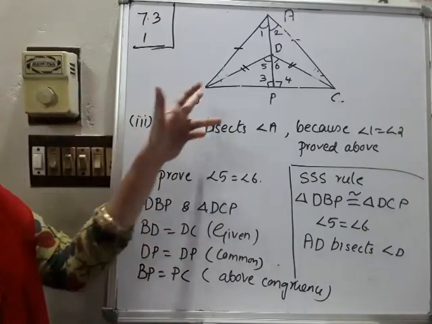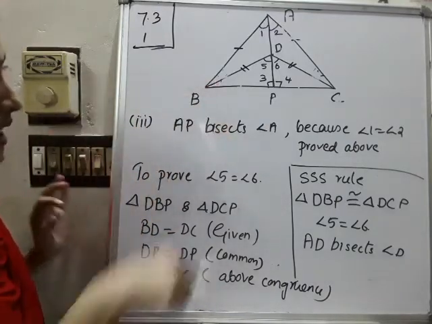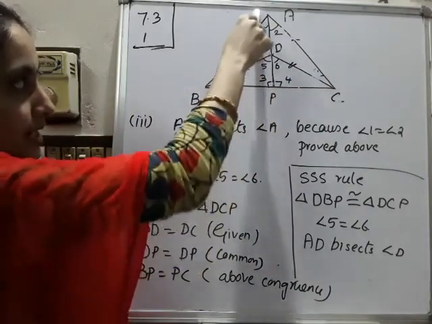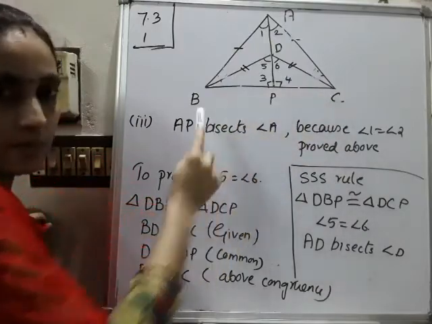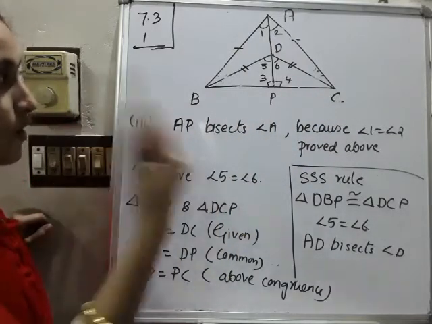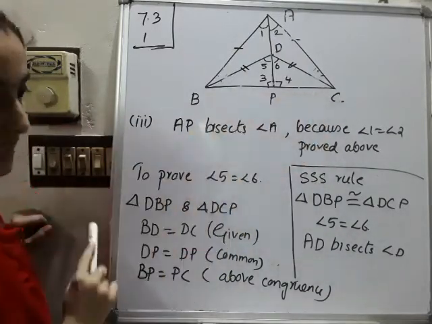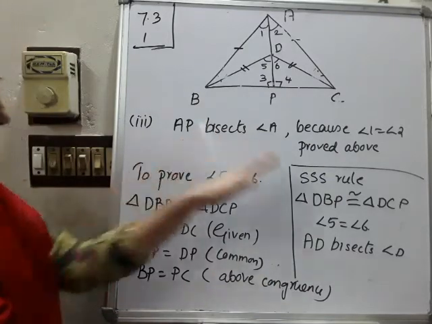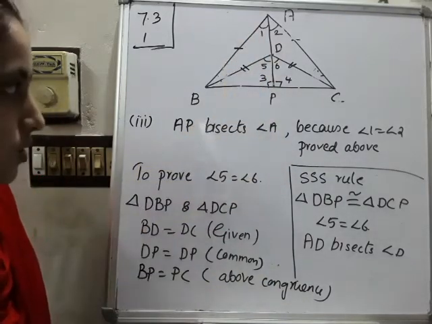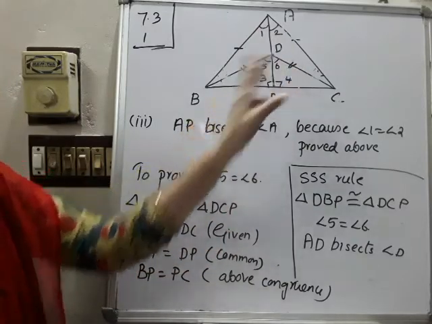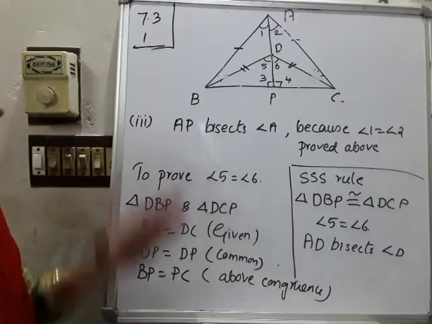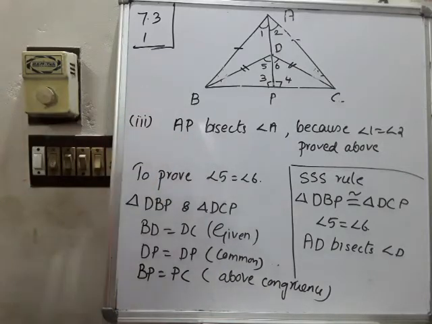So we moved to the SSS rule. That is, this side and this side are equal. This is a common side. From the above congruence, that is ABP congruent to ACP, we already proved in the second part. From that, BP is equal to PC. That is, we are writing BP is equal to PC, above congruent. So by SSS rule, these two triangles are congruent. From that, we can write angle 5 is equal to angle 6. That is AD bisects angle D. Okay, one more is there. So please write down up to this.